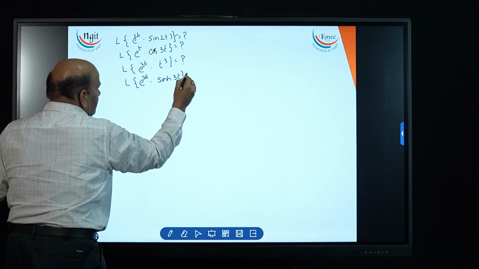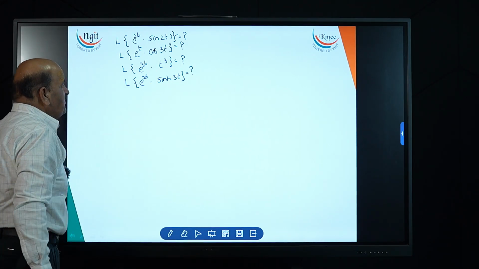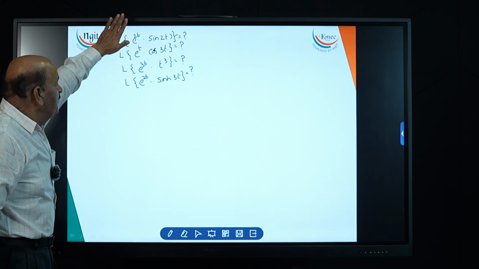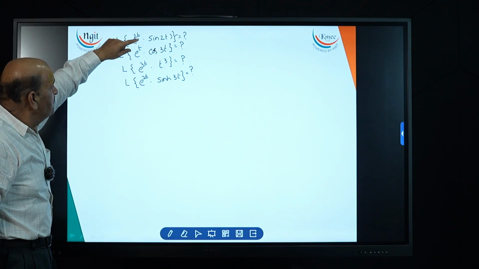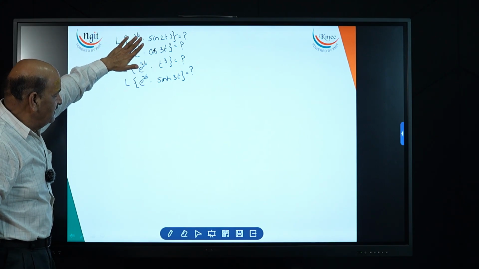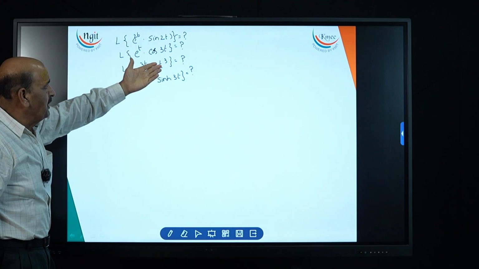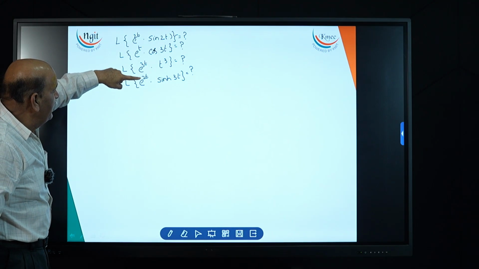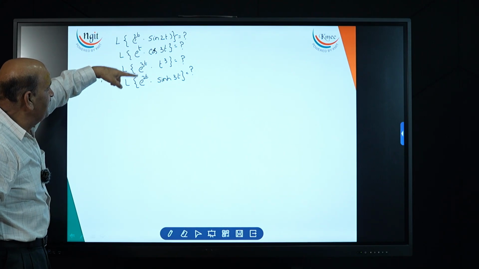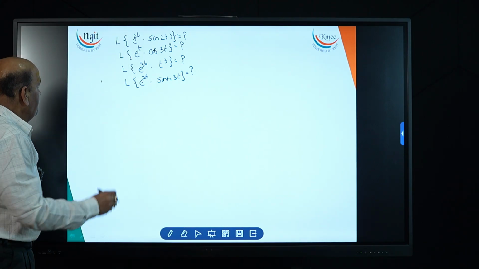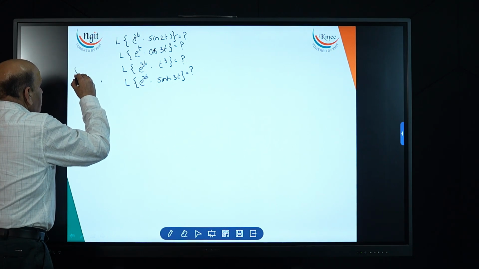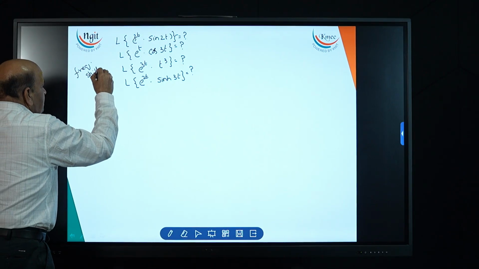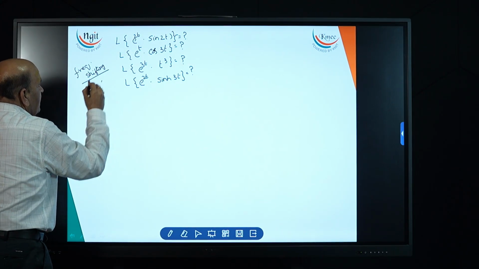Now just look at all these problems. In the first instance, observe all the functions. I have given you sine, cosine, hyperbolic sine, or plain t powers, but all these signals are being multiplied by e power, an exponential signal. So these kinds of signals are called the frequency shifting property. Very easy. Now let us start.